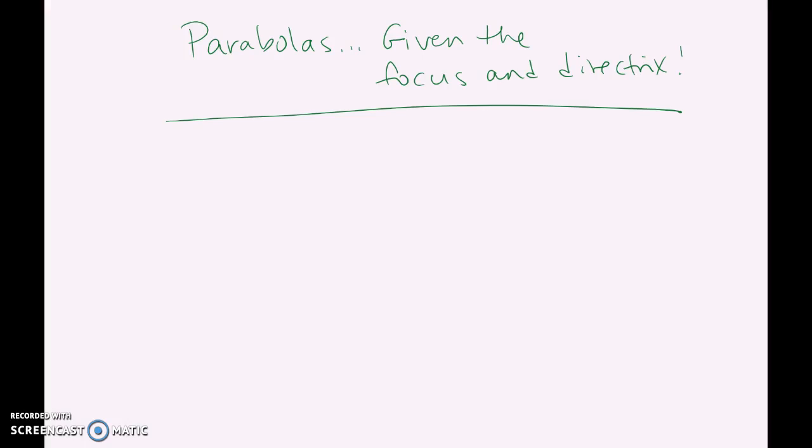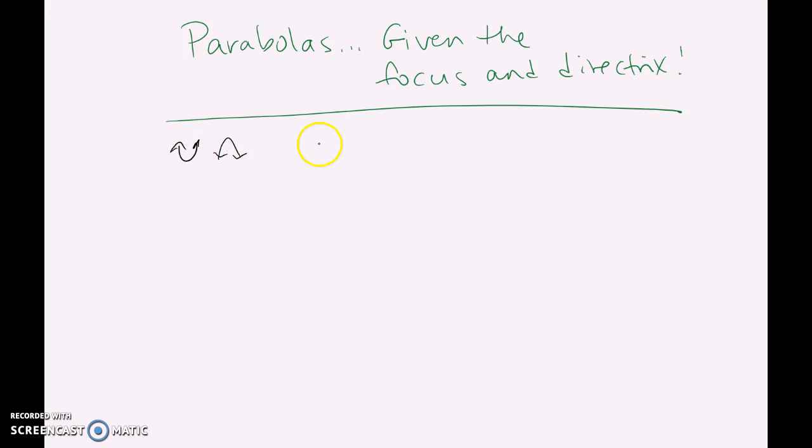Okay, so one of the toughest things for students, once they know what a parabola is and once they learn what the focus and directrix is, is writing the equation, working backwards when you're given the focus and directrix and you have to all of a sudden come up with this equation.